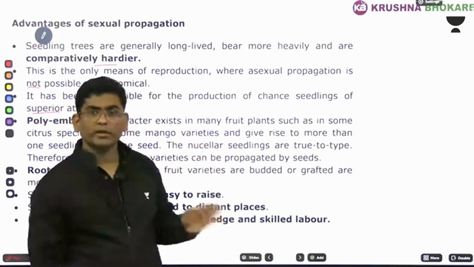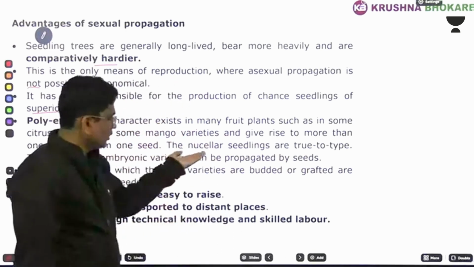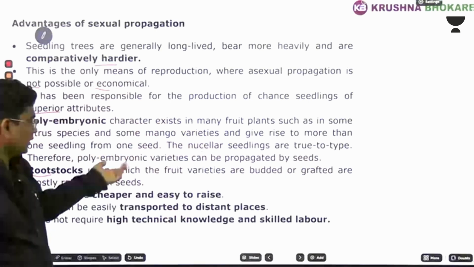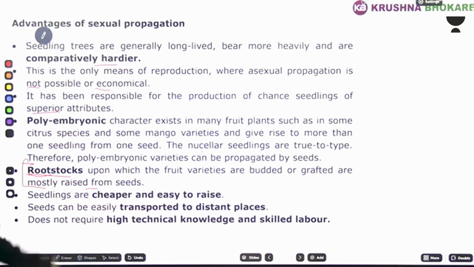Such advantage cannot be taken in asexual reproduction. This is what है ना, nucellar seedling fruit type होते हैं. Root stock upon which the fruit varieties are budded or grafted are mostly raised from the seed. Seed का major use क्या होता है, root stock बनाने में for any plant है ना. Seedlings are cheaper and easy to raise. Then seed can be easily transported to distant places.